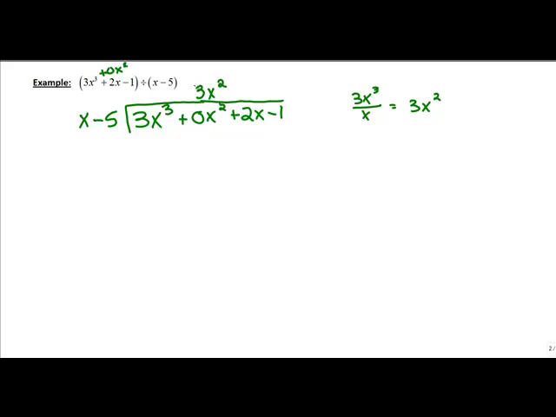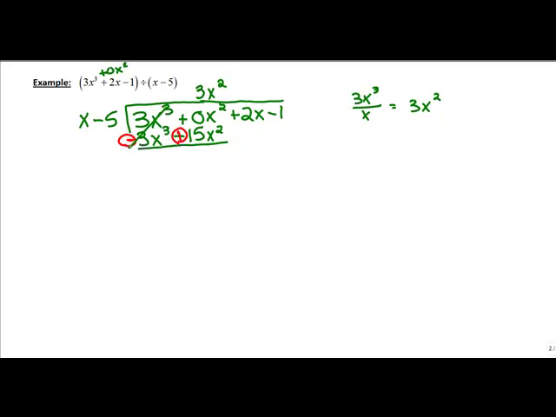And now step 2 is multiply, and don't forget to distribute that to both terms here. 3x squared times x is 3x cubed. 3x squared times negative 5 is negative 15x squared. Step 3 is subtract. Remember to distribute that subtraction sign to both terms here.